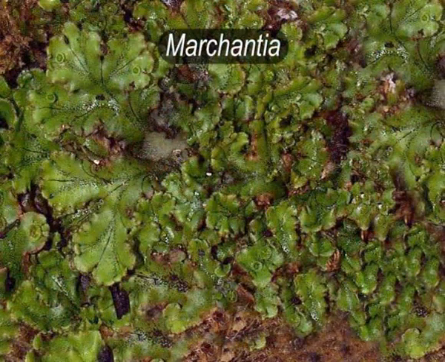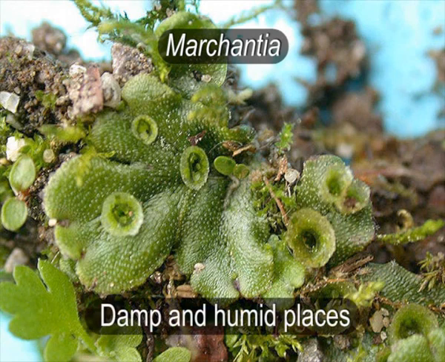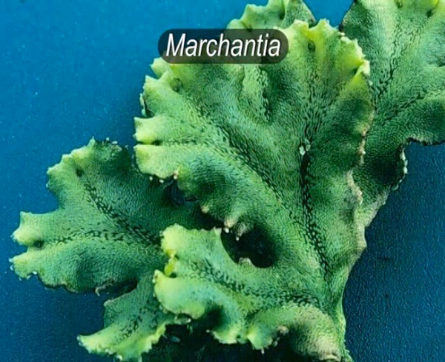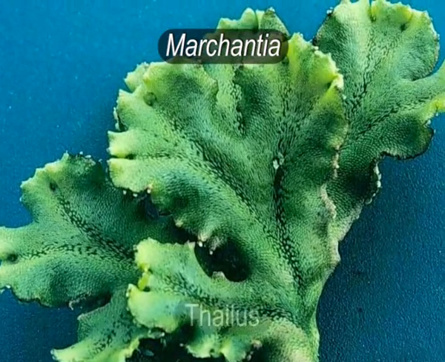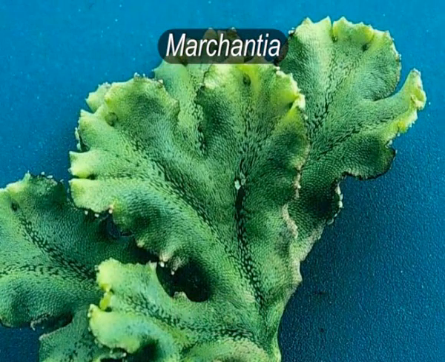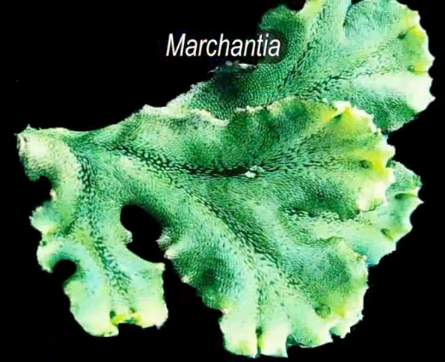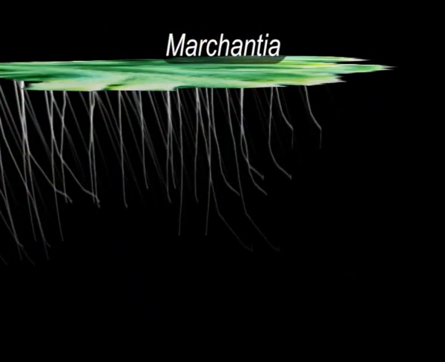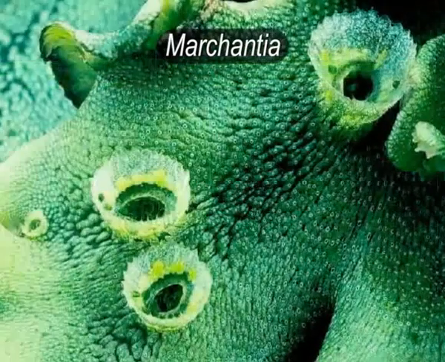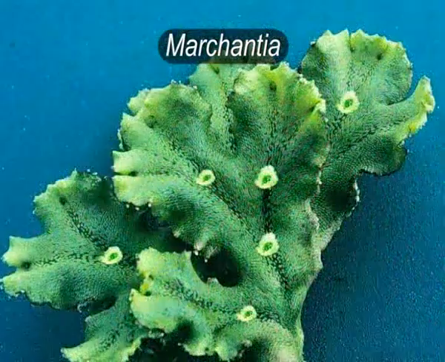Marchantia is the best known species of thalloid liverwort. It can usually be found in damp and humid places. The main plant body of Marchantia is gametophyte, which is usually called a thallus. The dorsal surface of thallus shows prominent midrib as shown here in the visual. The ventral surface of thallus shows the presence of rhizoids. The thalli also show cup-shaped gemma cups on dorsal surface.